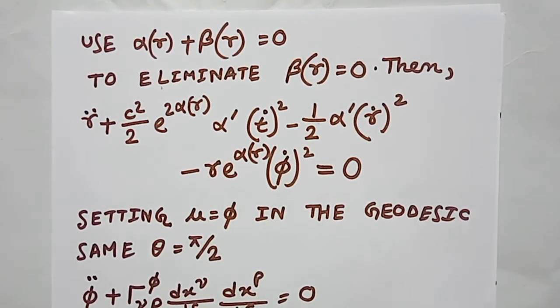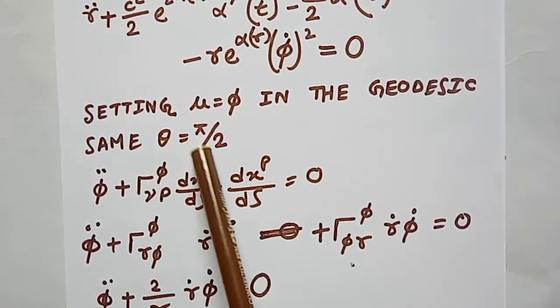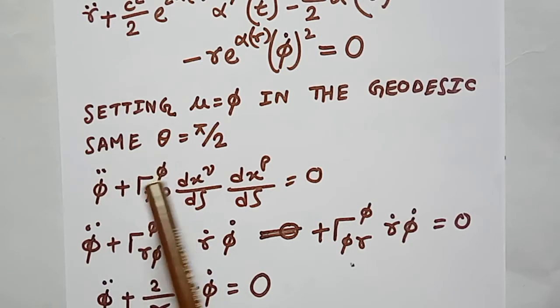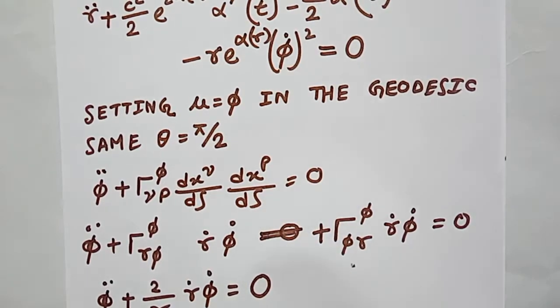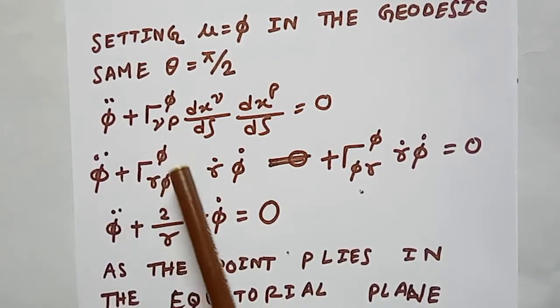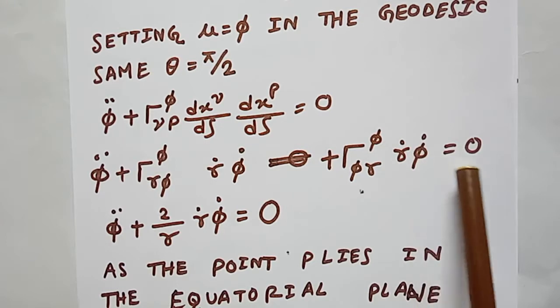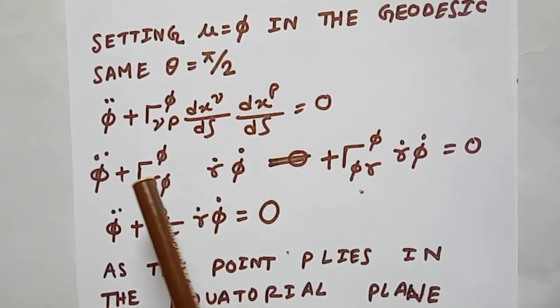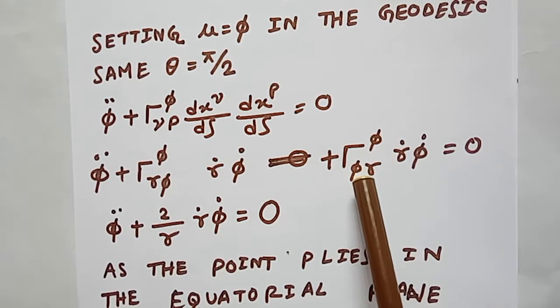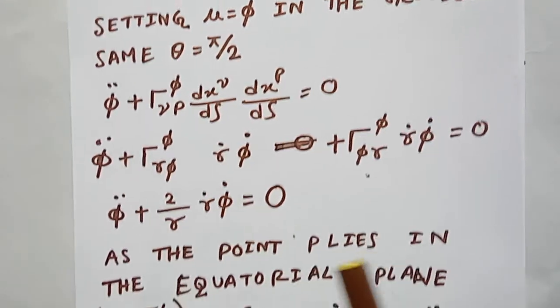Now setting mu equal to phi, with the same equatorial angle theta equal to pi per 2, the geodesic equation gives phi double dot plus gamma phi nu rho dx nu/ds dx rho/ds equal to 0. So we have phi double dot plus gamma phi r phi r dot phi dot plus gamma phi phi r r dot phi dot equal to 0. Now phi double dot plus 2 per r r dot phi dot, where we know that gamma phi r phi and gamma phi phi r equal 1 per r, and this is the same, so the 2 factor arises, equal to 0.